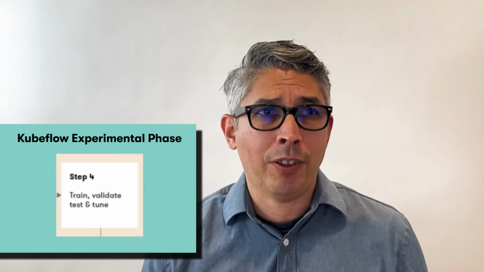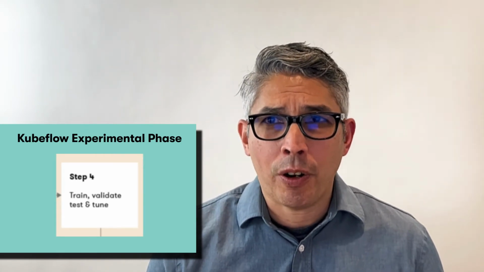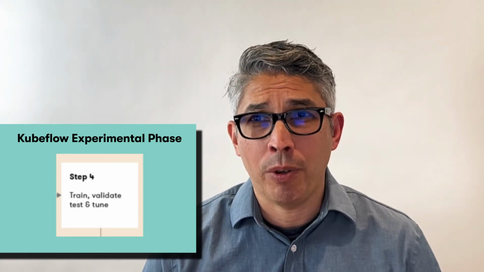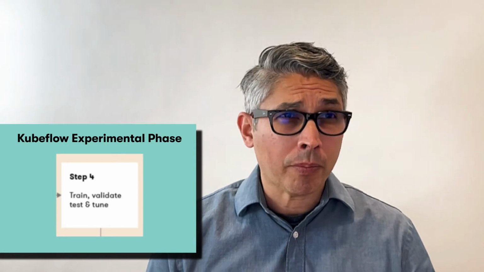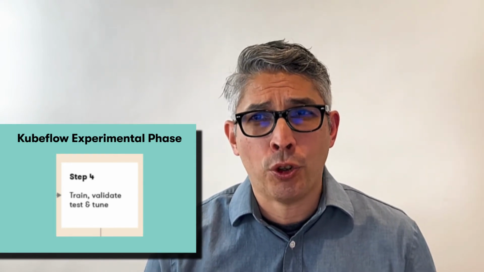Okay, so now in step 4, we're ready to train, validate, test, and tune our model. In this step, we're actually going to start training our model against our data set. And there are typically 3 iterations that we go through during this step. The first one is going to be the training set. So this is going to be the data that's going to be used to train our model.